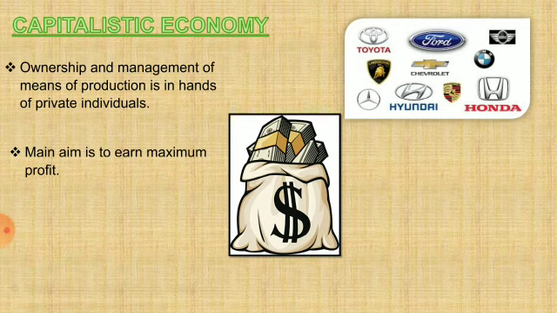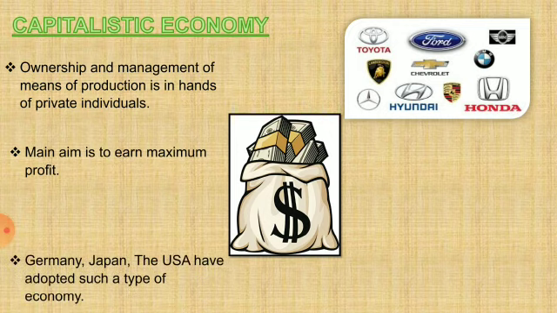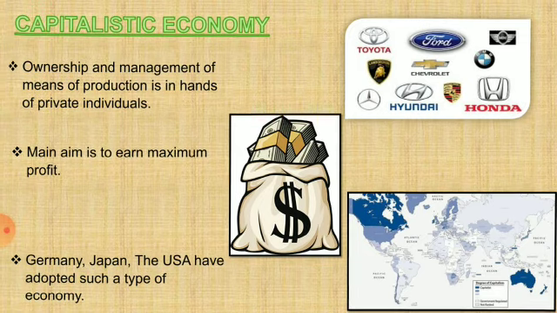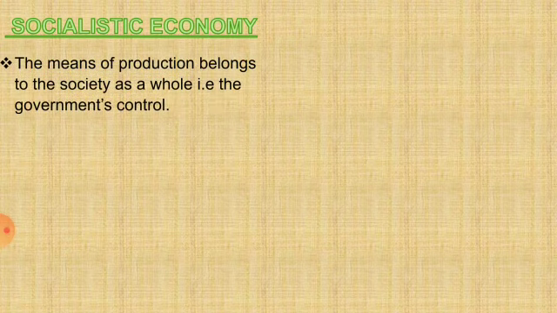produced. So countries like Germany, Japan, and the United States have adopted such a type of economy. Now, the darkened blue portion on this map that you see are the other countries also who follow this type of capitalistic economy. Now, let's take the second economy, which is the socialistic economy. Now, socialistic economy is just the opposite of capitalistic economy. Now, here, the means of production belongs to the society as a whole, that is the government.